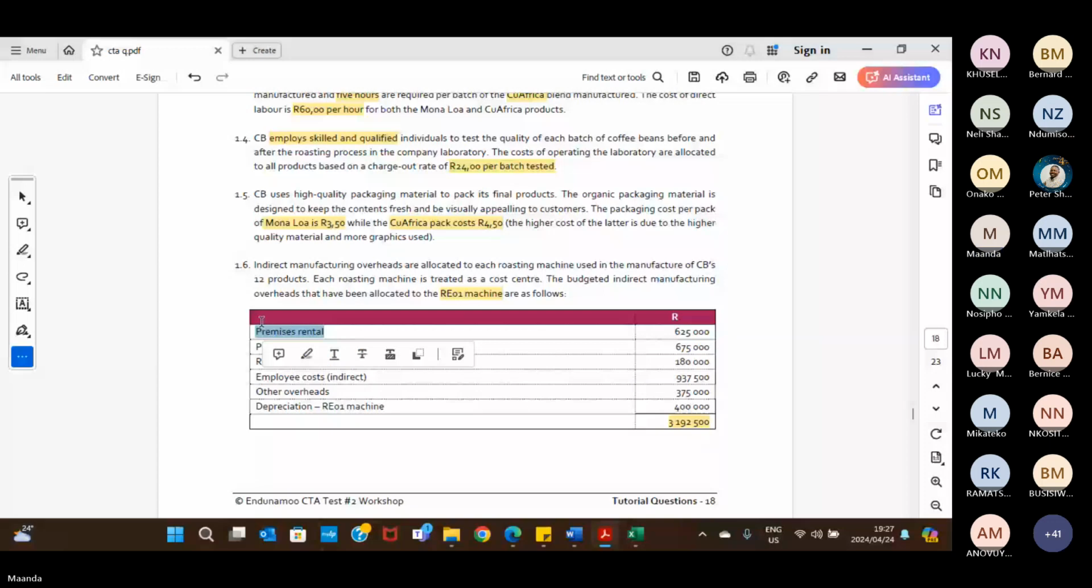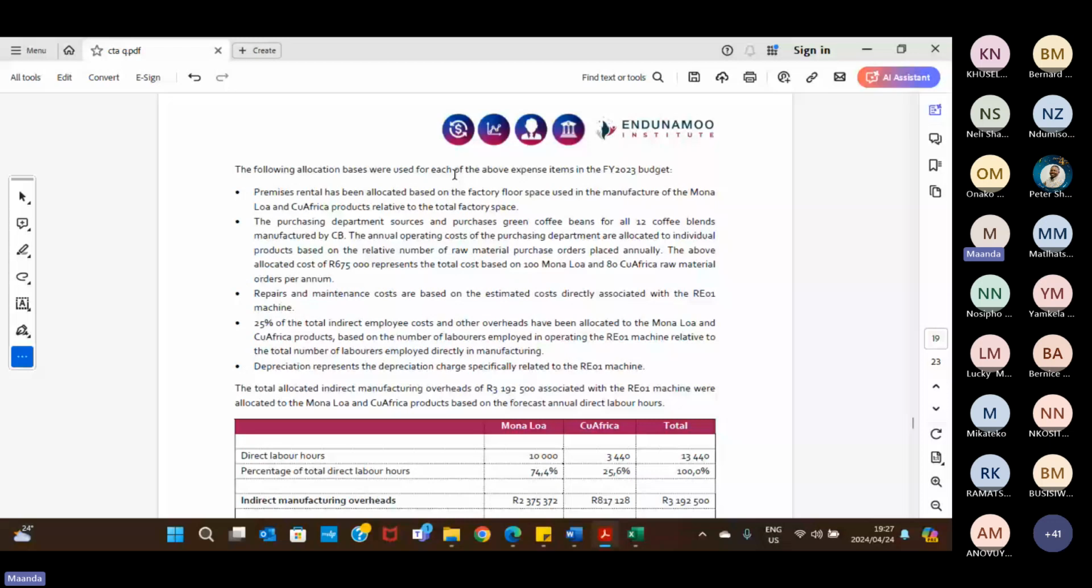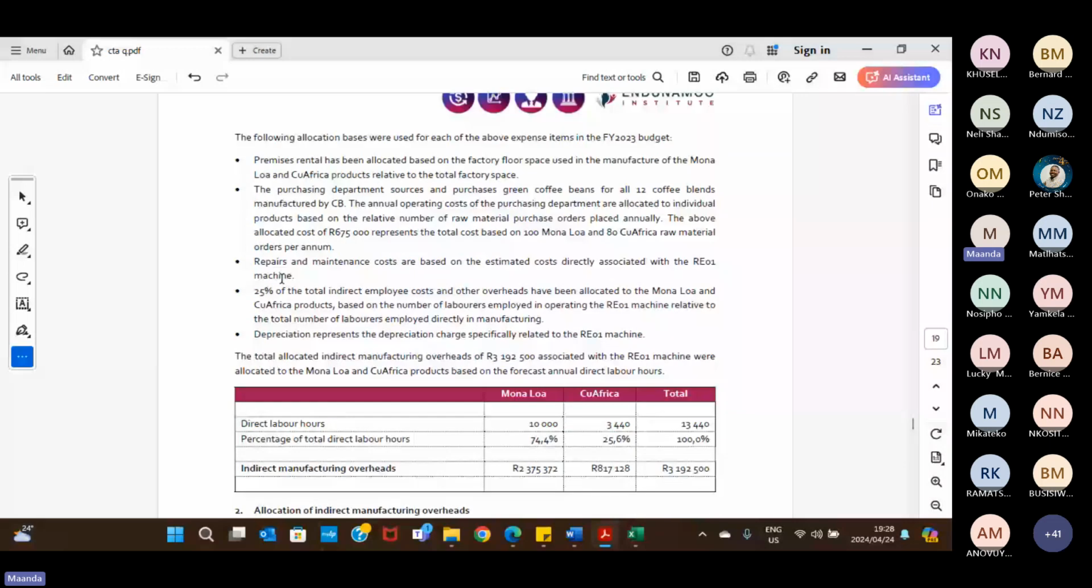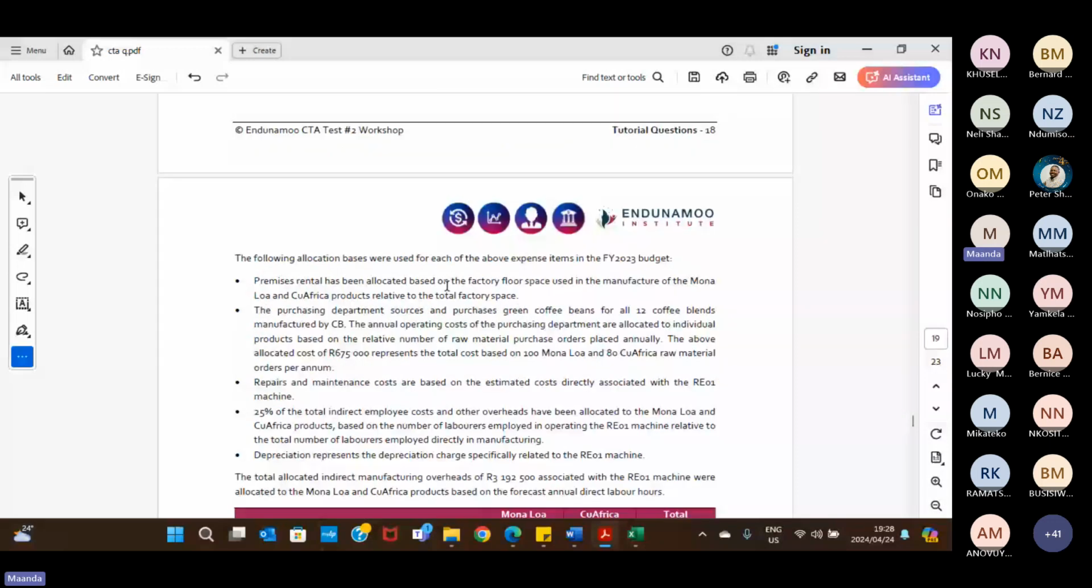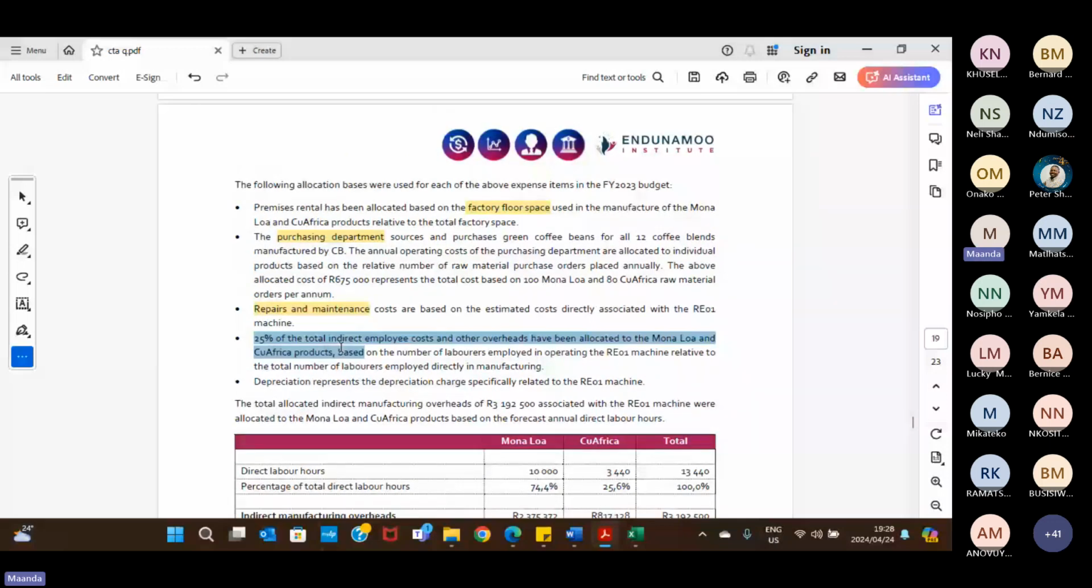Then when we come here, they say the following allocations were used for each of the above items in financial year 2023. So from what is here, they already gave us the allocation that they used for each and everything. So for example, for rent, they used floor space. And then for the purchasing department as well, they gave us. For repairs, they gave us. And then also for employee cost, they gave us what they do. And then depreciation as well, they gave us.